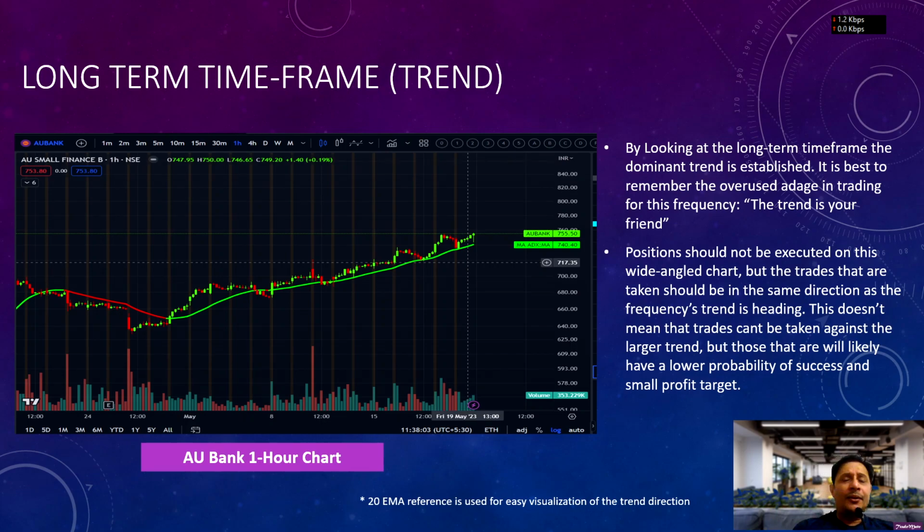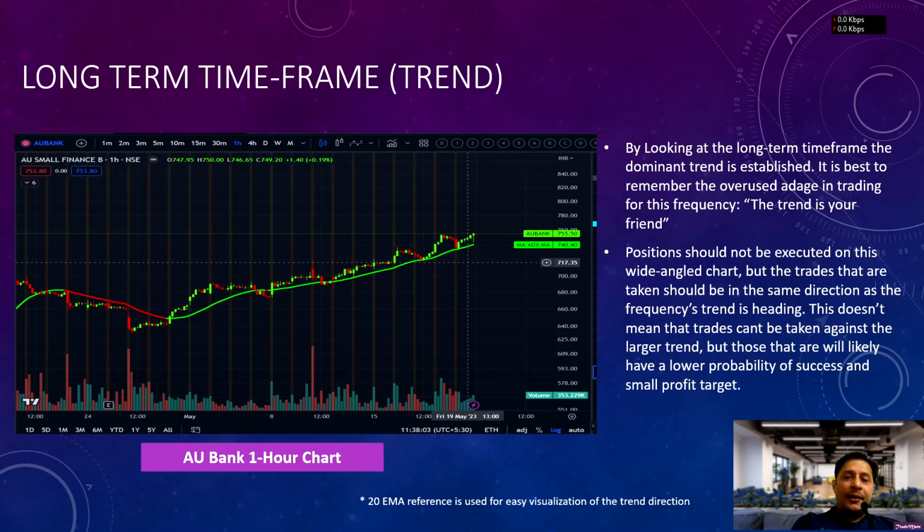Now, how do you look at a long-term time frame? I have taken an example of one of the stocks, which is AU Bank in this case, and put in a chart sample to understand how you can read the trend in a given stock. If you look at the chart a day before May, which is on April 30th, this particular stock started getting into an uptrend momentum, right? And since then, for the next 10 to 12 days, it has been in an upward momentum.